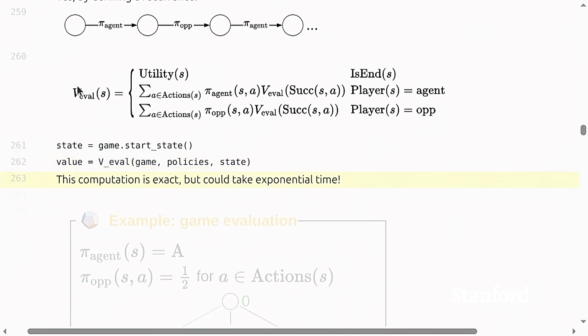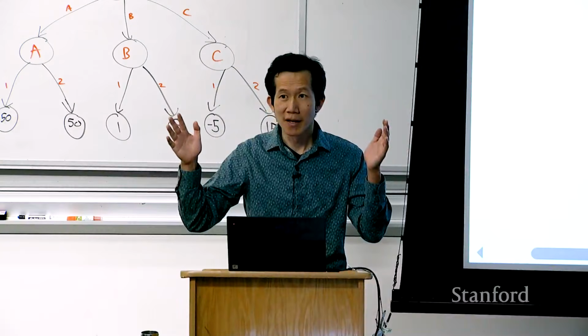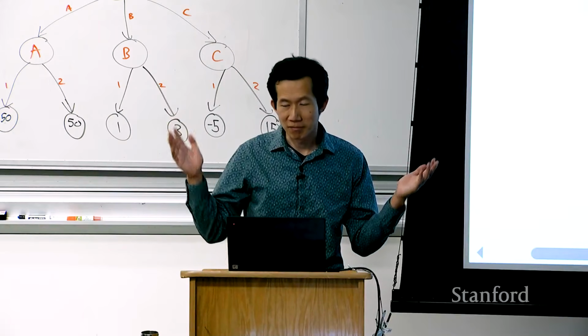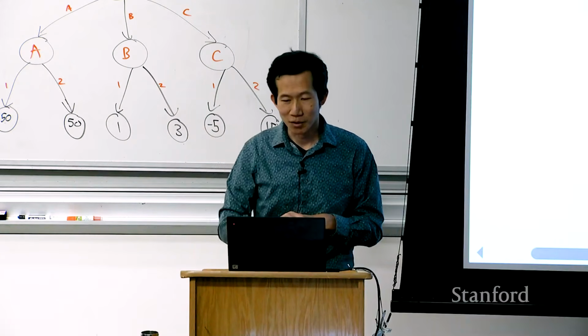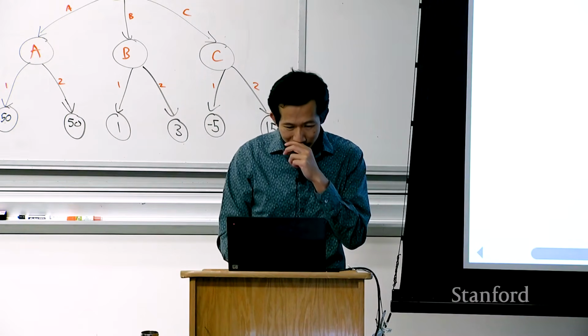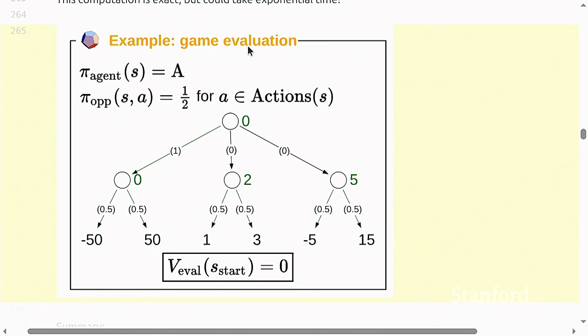All right. So one note is that this computation will be exact, but it could take exponential time. In particular, if at every node you have 2 actions and the game runs for 100 steps, then you take 2 to the 100 time, which is not great, but that's what it is. So let's look at this example now. Here the agent always chooses A, and the opponent is going to be this random policy that chooses 1 or 2, each with probability half.